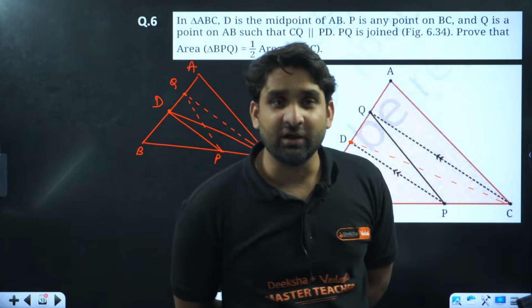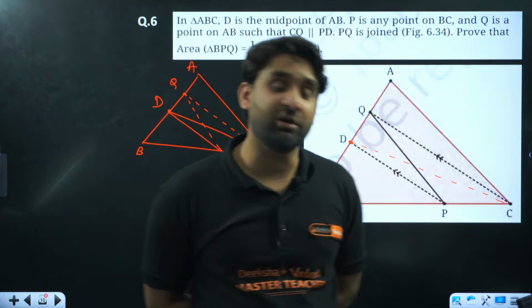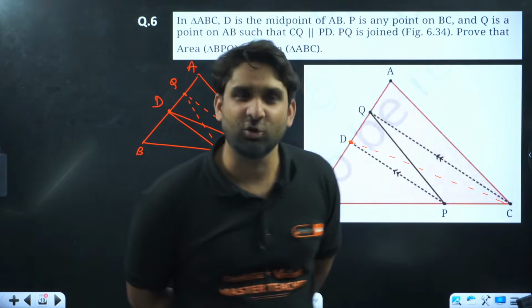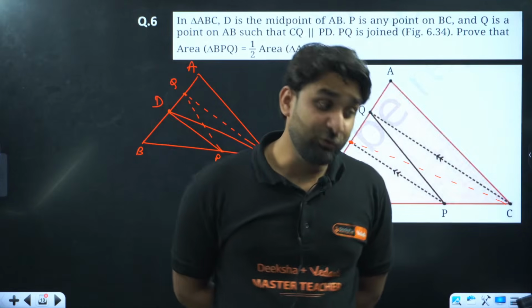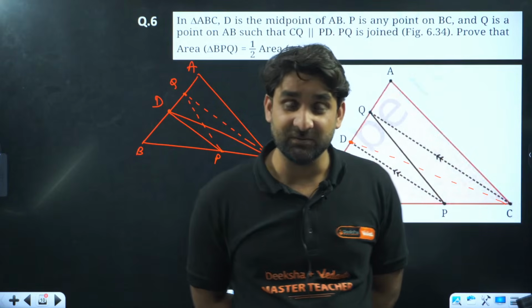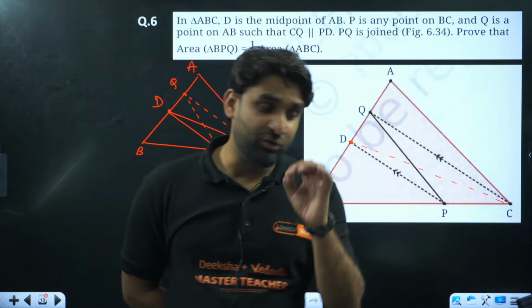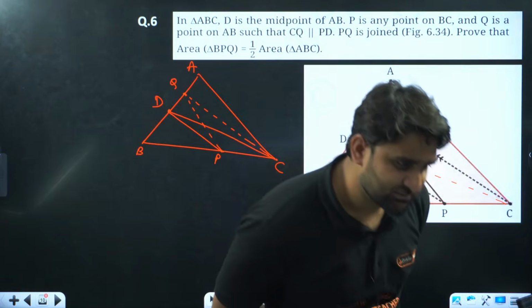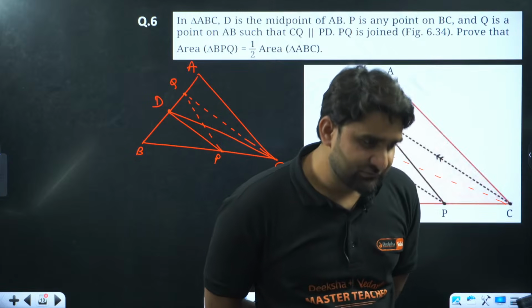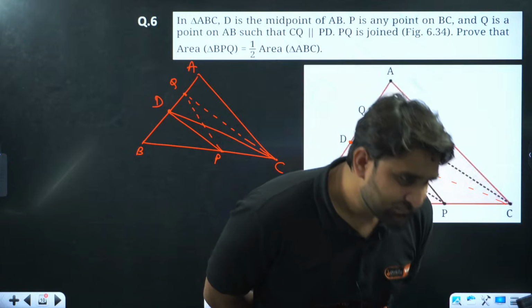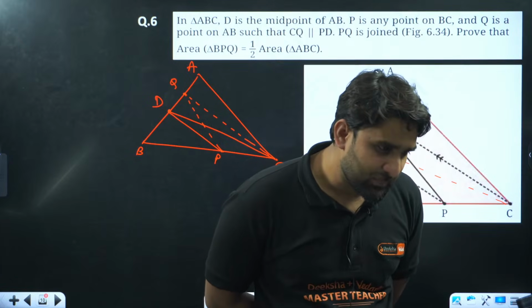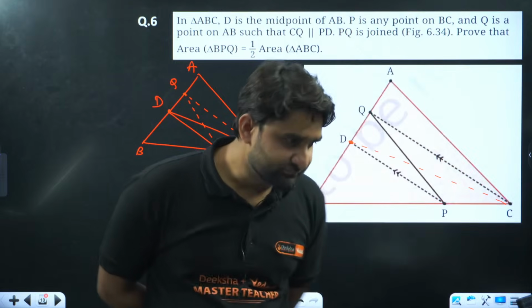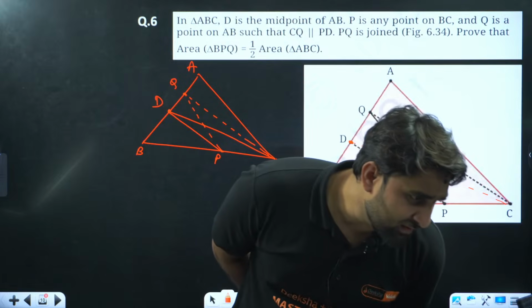Have you studied, do you know a theorem? There is a very special theorem. The triangles on the same base and between the same parallels are always equal to each other. If you know this theorem, you can solve this question easily. The triangles are on the same base, between the same parallels.